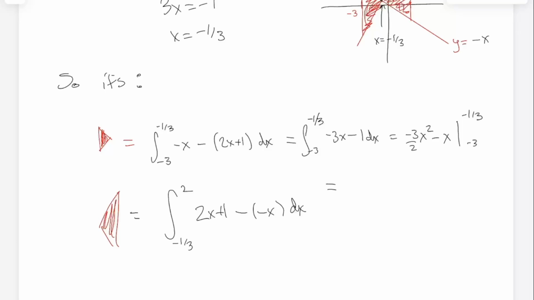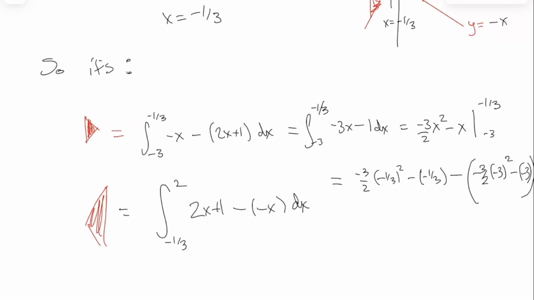Sorry, I'm kind of out of room here. This gives me minus 3/2 times negative 1/3 squared minus negative 1/3, minus the whole other thing plugging in negative 3: minus 3/2 times negative 3 squared minus negative 3. I squeezed it in. I'm zoomed. All right. So that's the area of the first piece. If you like, you could plug all that into your calculator or something, but I don't really care about that.